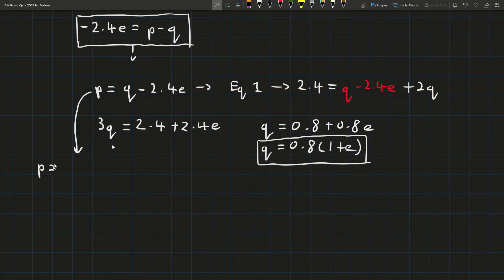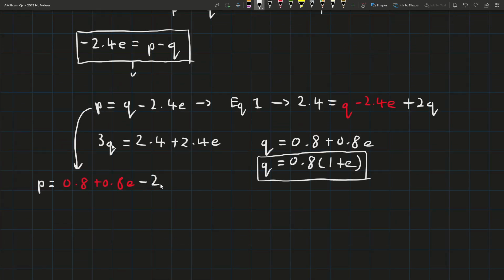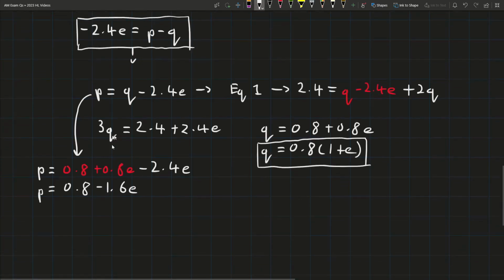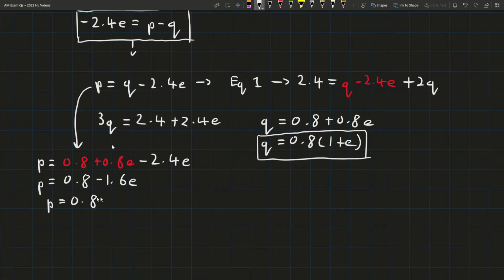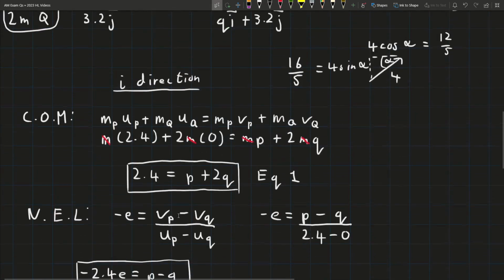So P equals Q, which is 0.8 plus 0.8e. I've just left it expanded because you'll see now. And then minus 2.4e. So now P equals 0.8 plus, actually that's going to be minus 1.6e. Which means that P equals 0.8 times 1 minus 2e. That's our velocity for P in the I direction after the collision. Now let's find the velocities.